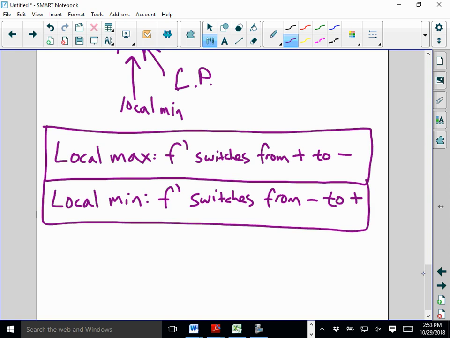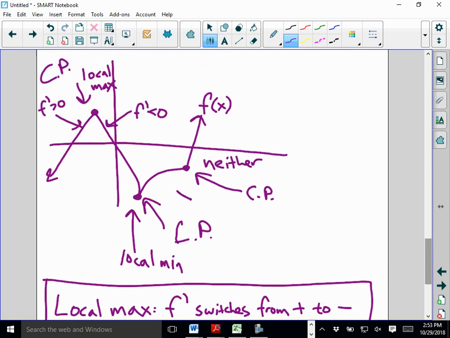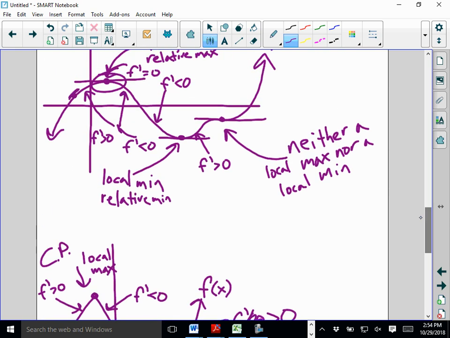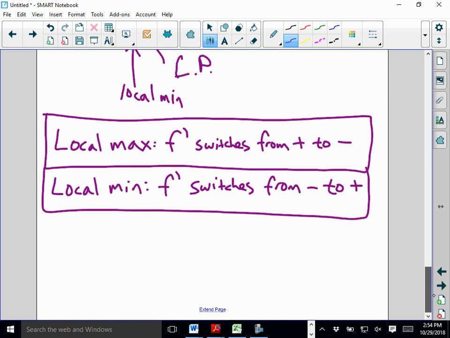Okay? What about our neither points? Well, in this case, f prime was greater than 0. And in this case, f prime was greater than 0. So f prime didn't switch signs there. Up here, f prime didn't switch signs either. So at neither, we just call them neither points. For neither points, f prime doesn't switch signs.